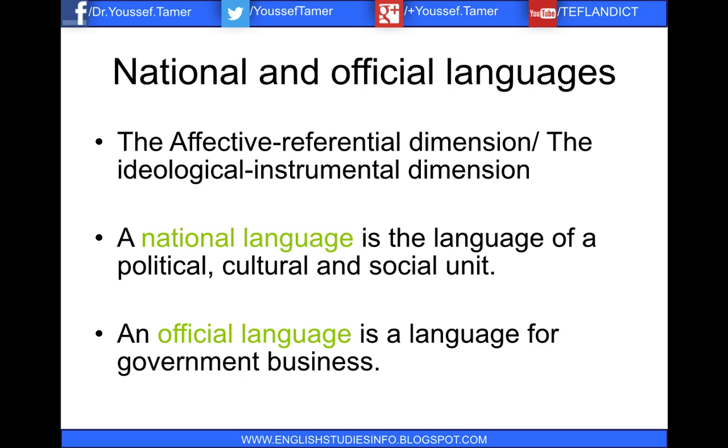The point behind adopting a national language, one of the main reasons why we should have a national language, is the unity among the different groups in the nation. Right? For example, in Morocco, we have different groups. We have Amazigh, we have Sahrawi, and so on. Now, if we just keep things like that, there could be some kind of division. But now, thanks to this issue of national official language, what do we do? There is this affective referential dimension. It helps create unity, politically, culturally, and sociologically.